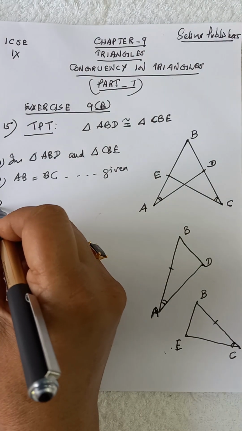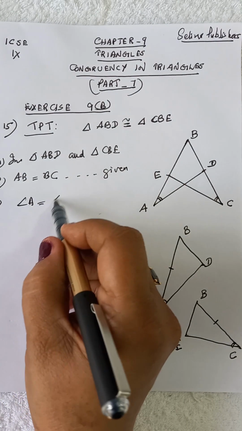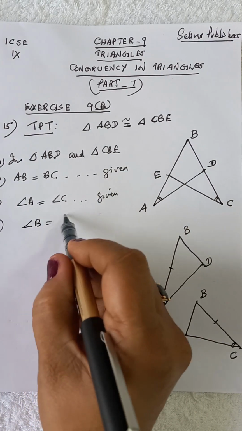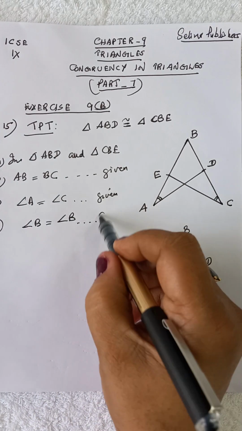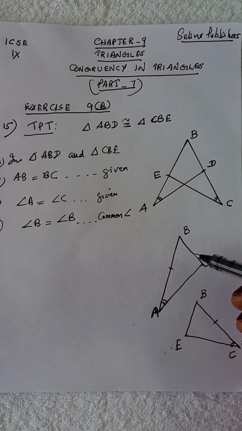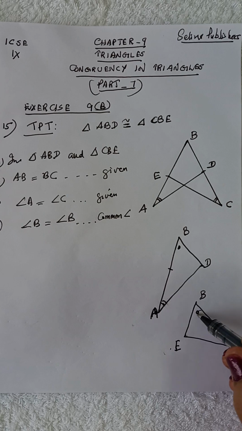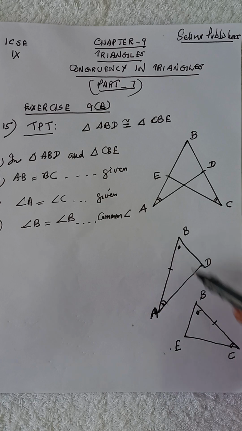So we can write that point as angle A is equal to angle C, that is given. Fourth point, angle B is equal to angle B. What is the reason? Common angle. So here this angle B overlaps angle B in this triangle. Then AB overlaps BC and angle A to C and angle D to E. We can mark angle B here like this. So we got two angles equal in these two triangles, this and this, this and this, and one side is equal in these two triangles.